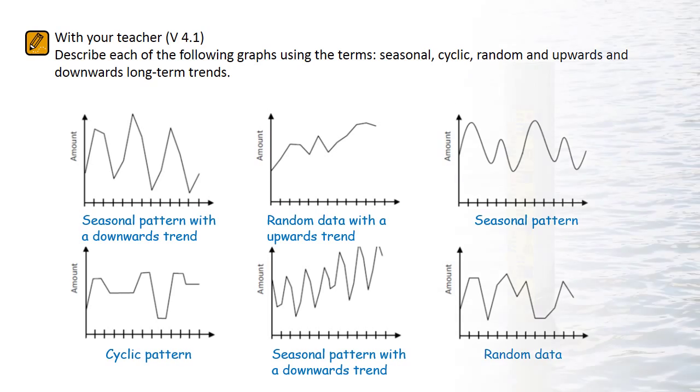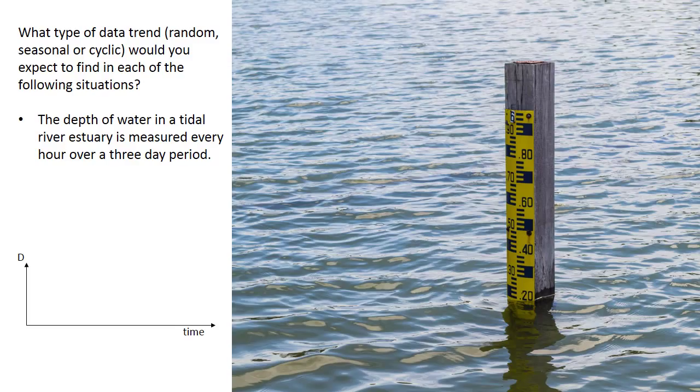The next set of questions asks us what type of data trend we would expect to find in each of the situations. The first is the depth of water in a tidal river estuary, which is measured every hour over a 3-day period. If you know anything about this, you'll know that tides are very, very regular. The tidal cycle repeats about every 13 hours, and during that time there are 2 high tides and 2 low tides. The regularity of the cycle here means that this is seasonal data.